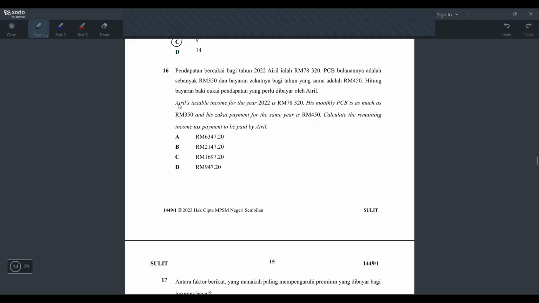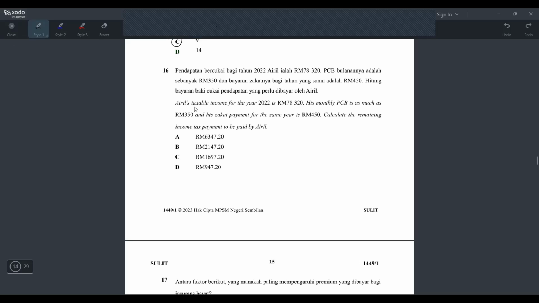Okay, number 16. Iris taxable income. I think this one has to use the income tax punya jadual in the beginning. In the first page, they got give me the jadual, right? So I think later I have to flip to that page to do this question.